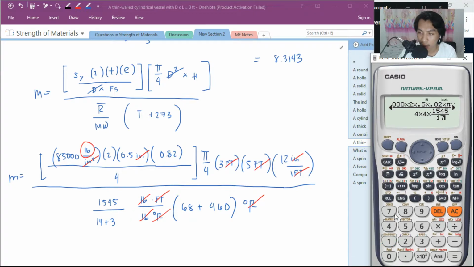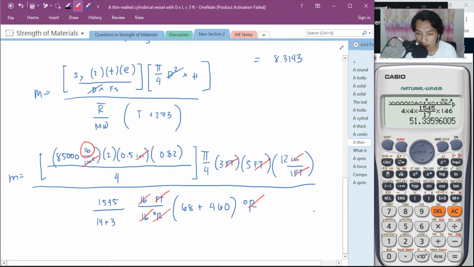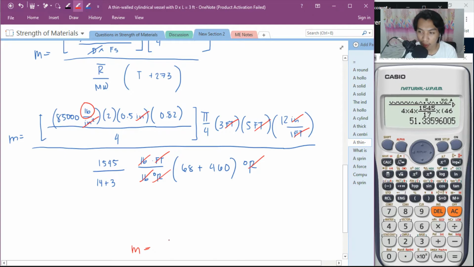Then 17 times 460 plus 68. Now, the answer will be 51.33 or 34 pounds. Okay? The mass will be 51.34 pounds of ammonia gas.